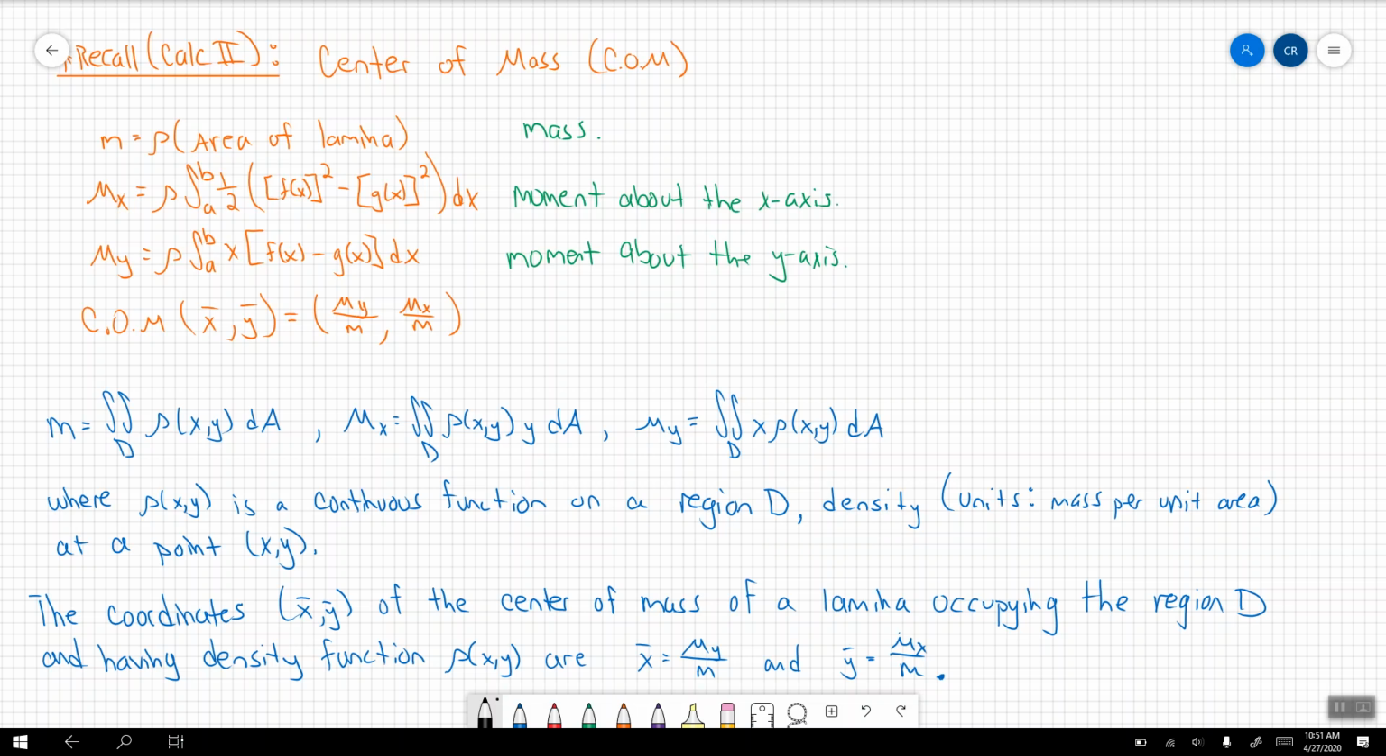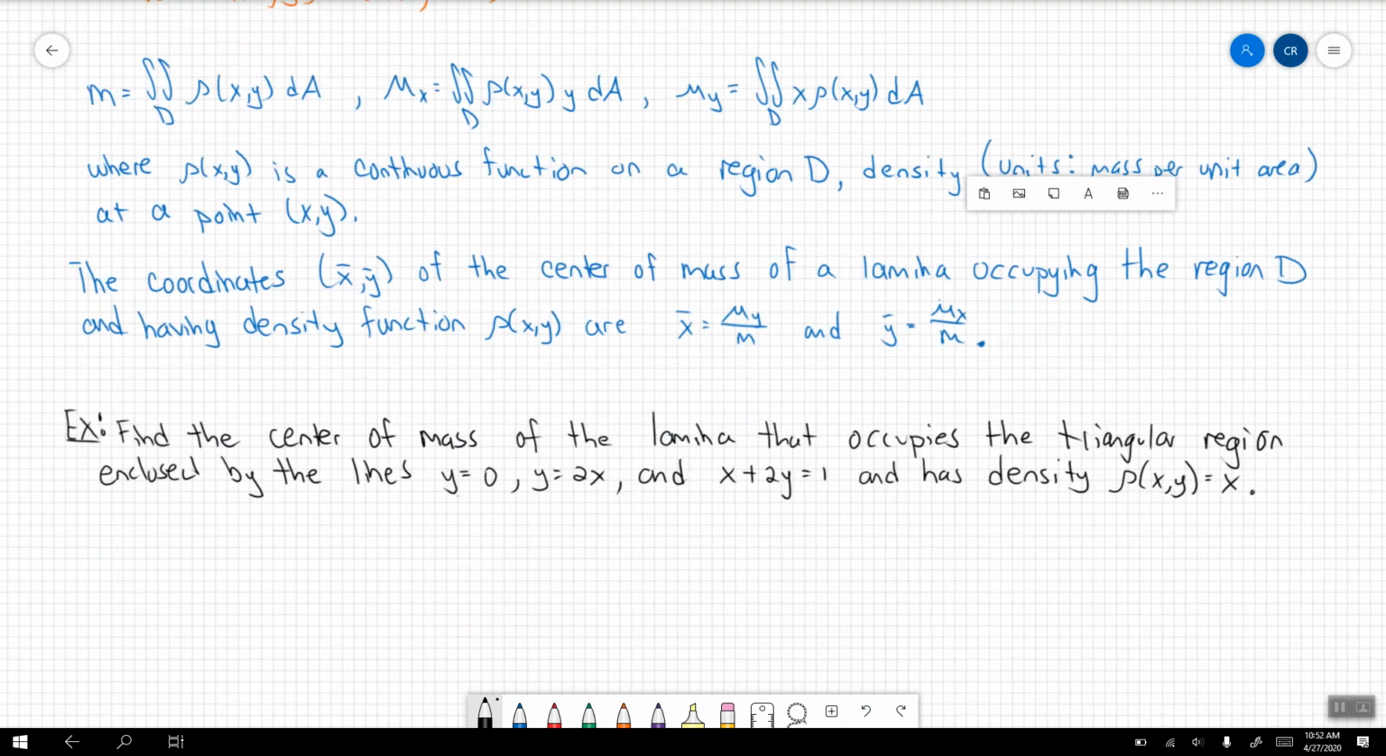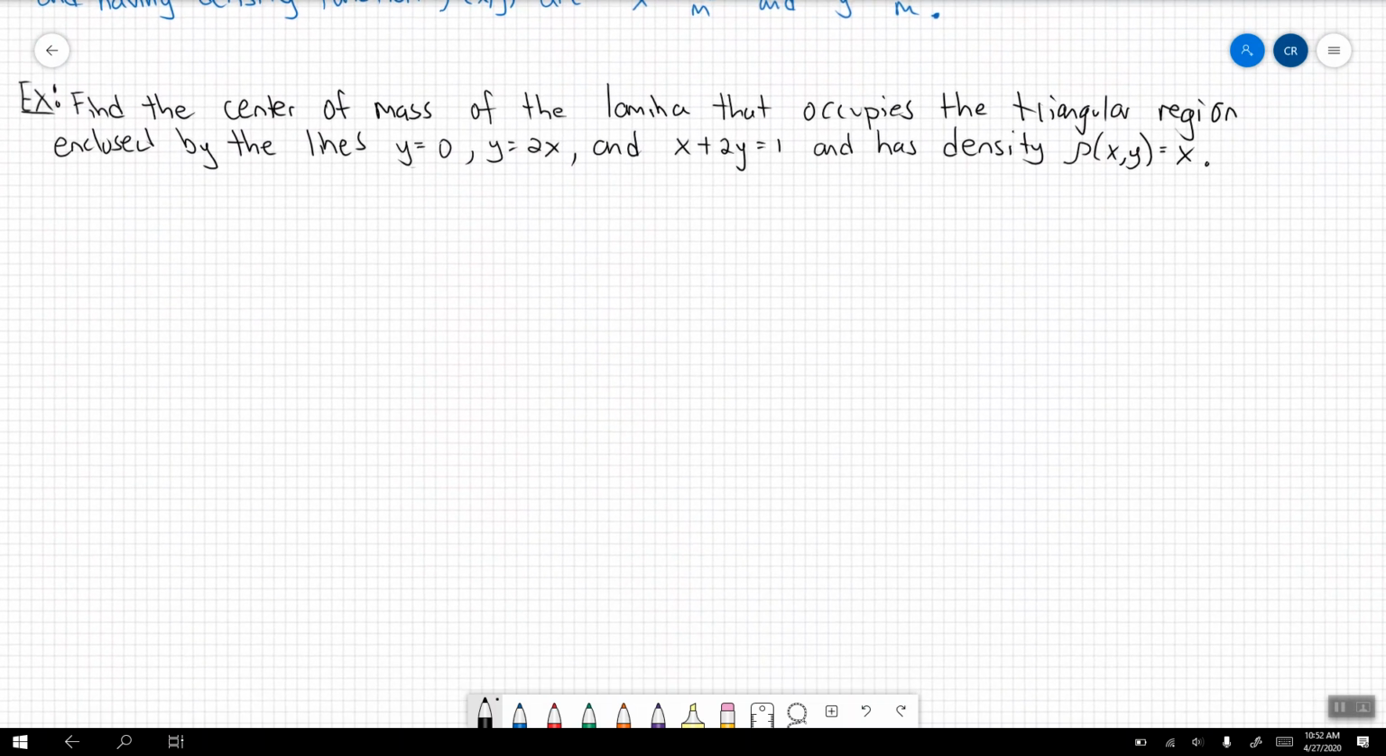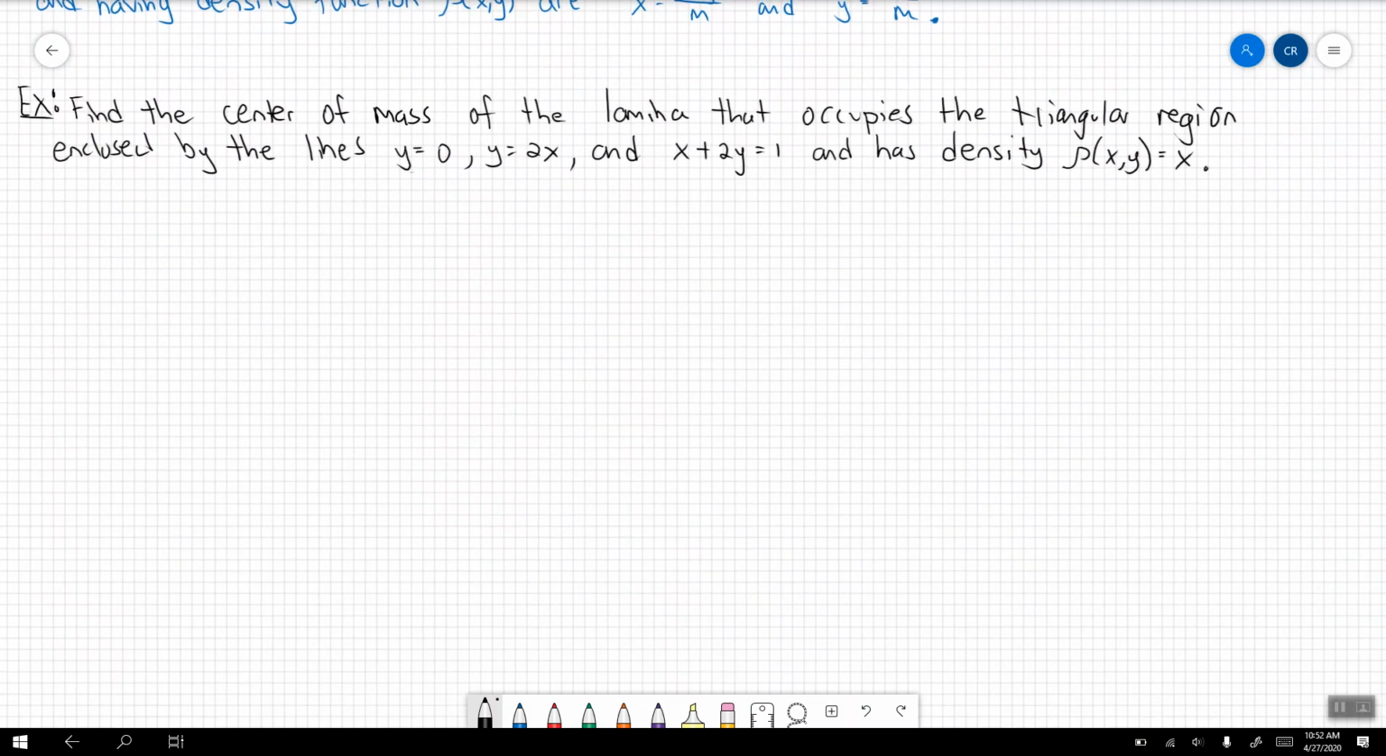All right, so we want to jump into the problem set to use these double integrals to find the center of mass for a given object. So let's go through. Here's your example. We want to find the center of mass of the lamina that occupies the triangular region enclosed by the lines y is equal to 0, y is equal to 2x, and x plus 2y is equal to 1.